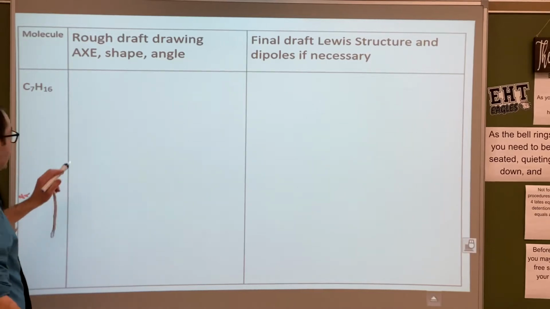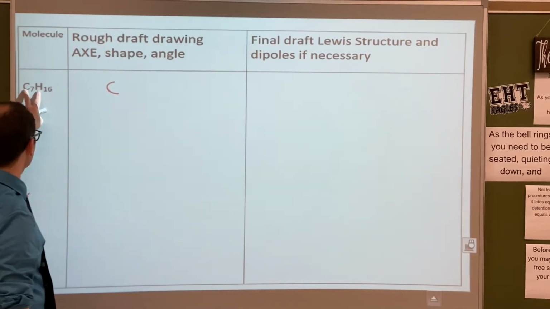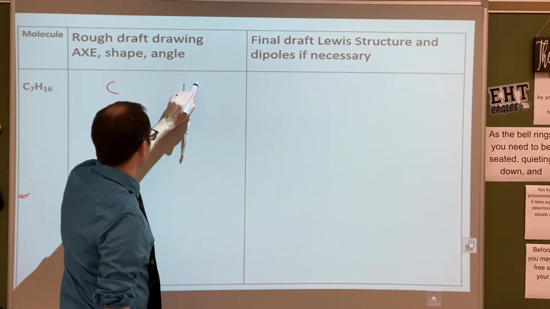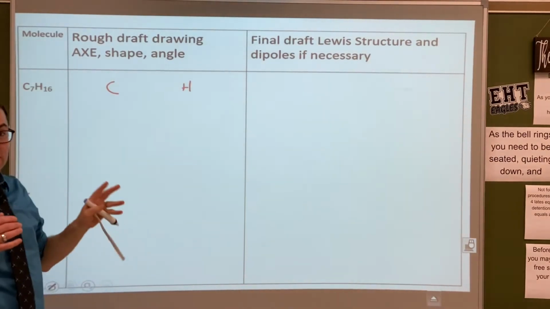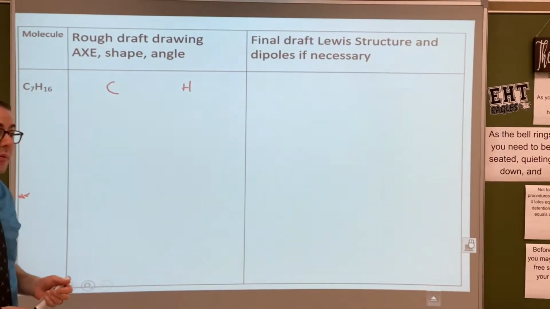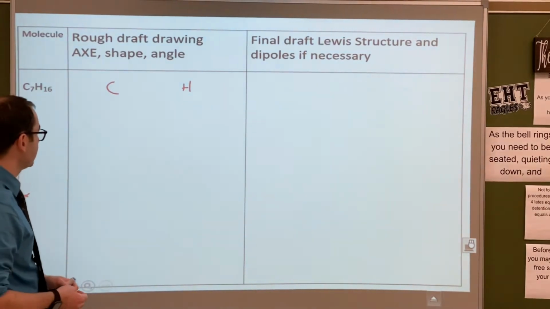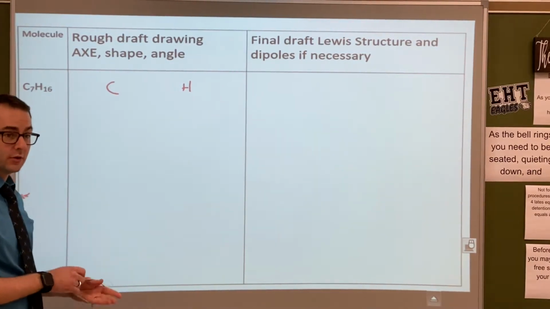First thing I recommend you do is put your two atoms that you have up here and just mark out their valence electrons so you know what you're working with. So how many valence electrons does carbon have? 1. Good. What about hydrogen? 1. All right, great.